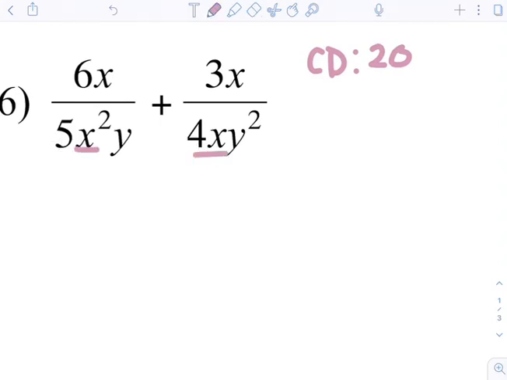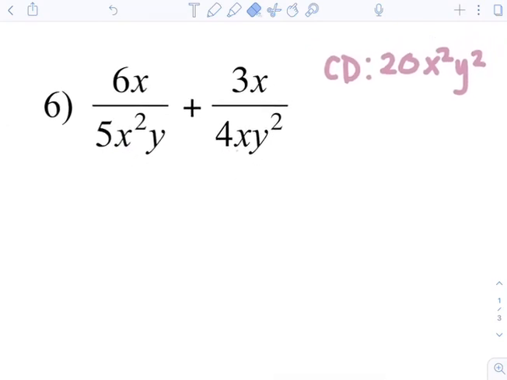Okay, then I have to look at my variables. I have an x squared and I have an x. Well, you have to pick the bigger exponent between the two, so it's got to be x squared because you can't make a denominator smaller. And then I have a y and a y squared, so I need it to be y squared as my common denominator.